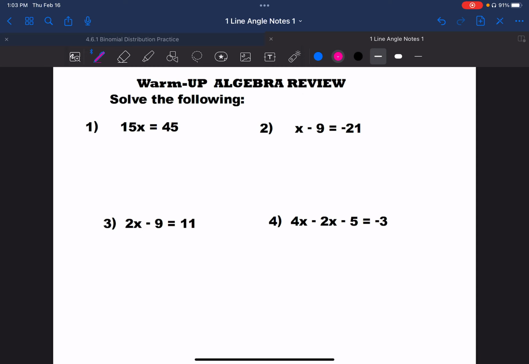A huge part of this next unit, really just from here on out, is algebra. You need algebra skills. If you don't have them, you need to build them. If you need help doing that, come talk to me. I will gladly help you out with that and do my best to get you to the point where you should be by this point.